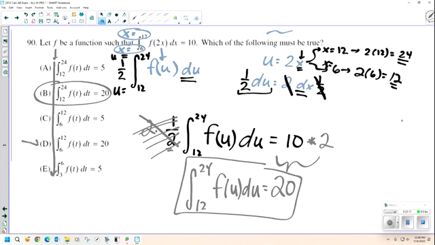Look at choice D. Everything's good except they kept the bounds in terms of x. Do not fall for that. Remember, every time you use u-substitution, every time, you also need to change your bounds.